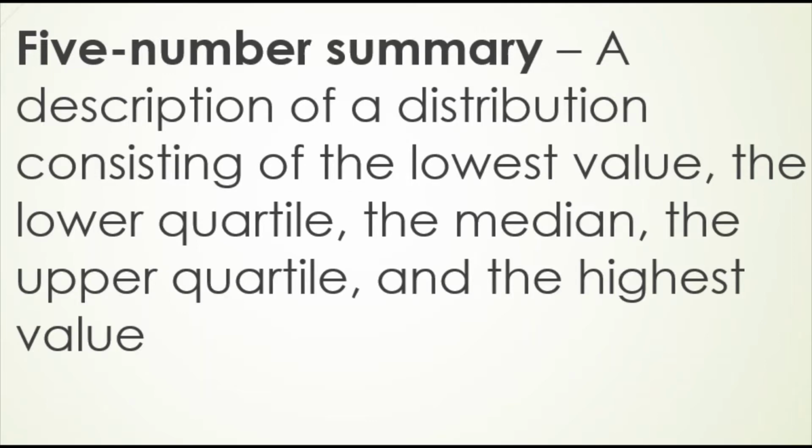Then to find the lower quartile, we take the lower half of the data set, and if there's an odd number, we'll just ignore the median and take everything below the median. And then we find the median of that half, and that's the lower quartile. And then we do the same with the upper half, and that will be the upper quartile. And those 5 numbers together make our 5-number summary.